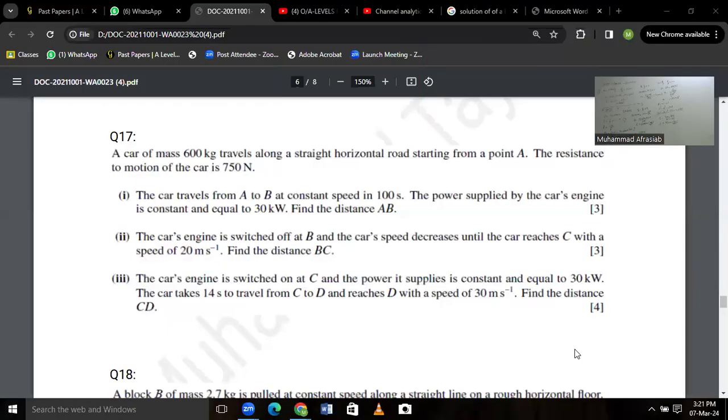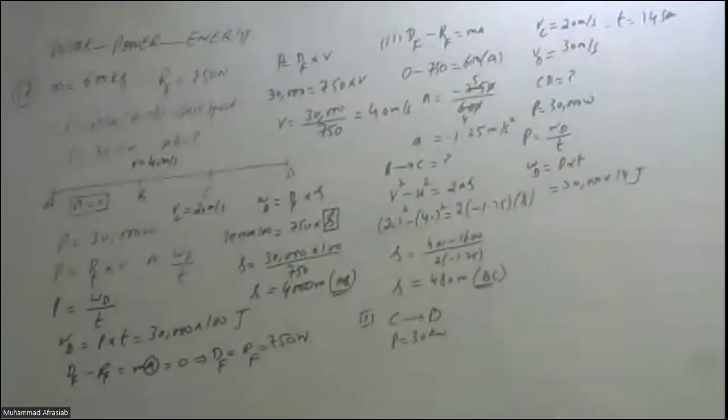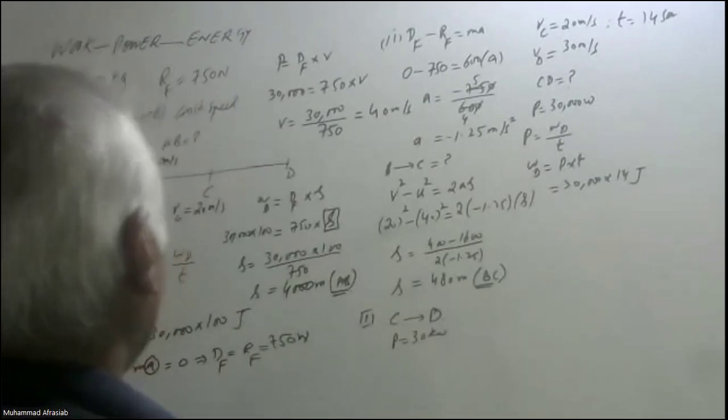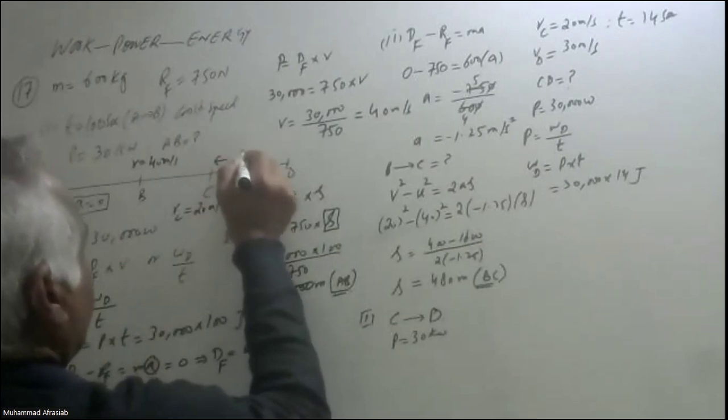The last part: the car engine is switched on at C and the power it supplies is constant and equals 30 kilowatts. The car takes 14 seconds to travel from C to D, and when it reaches the point D, its speed is 30 meters per second. Let's say the distance from C to D is denoted by x.